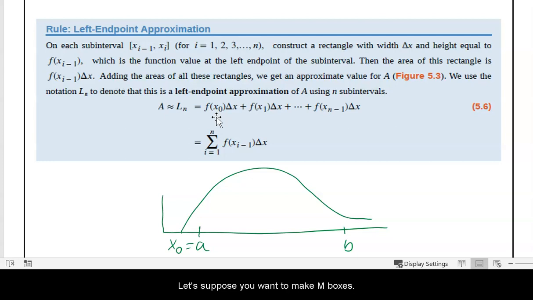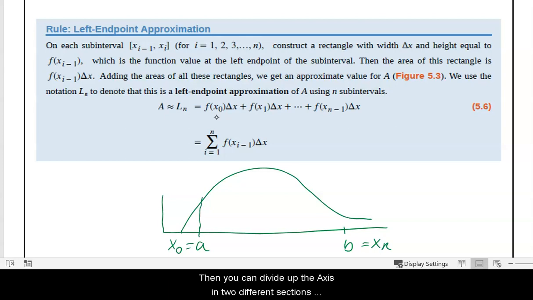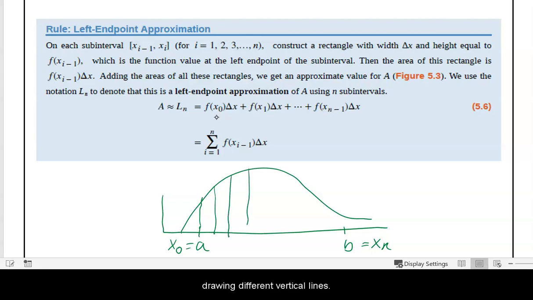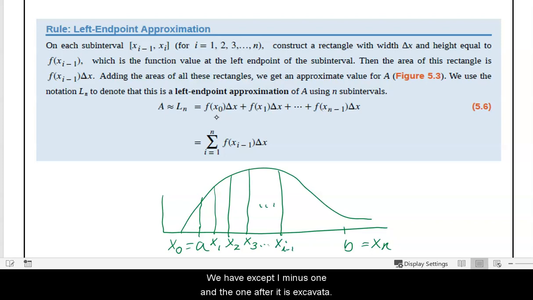Let's suppose you want to make n boxes. The last one, of course, is going to be x sub n. Then you can divide up the axis into different sections, drawing different vertical lines. This one is x sub 1, then x2, x3, and so on. Somewhere out here in the middle, we have x sub i minus 1, and the one after it is x sub i. The one after that is x sub i plus 1. And then, of course, it keeps going until you finally get to B, which would be the nth one.